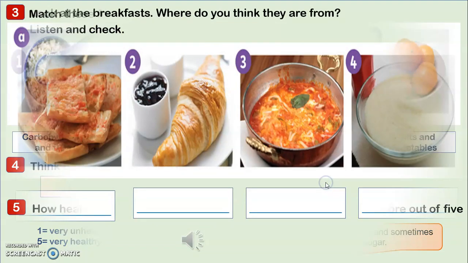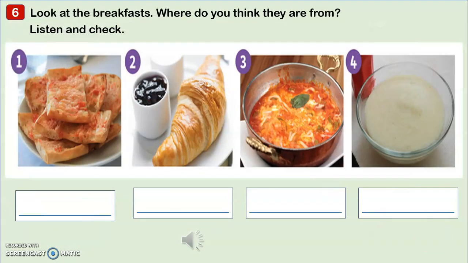Let's continue now. Look at this. So, look at the breakfast. Where do you think they are from? Okay, you listen and check, right?